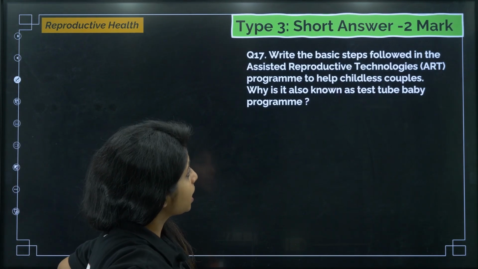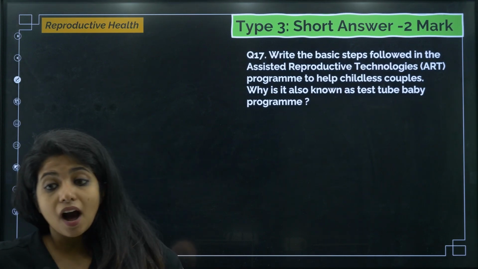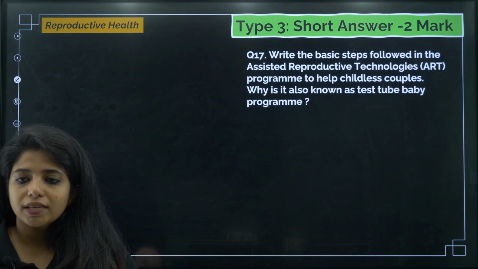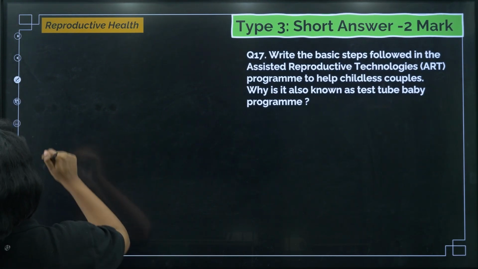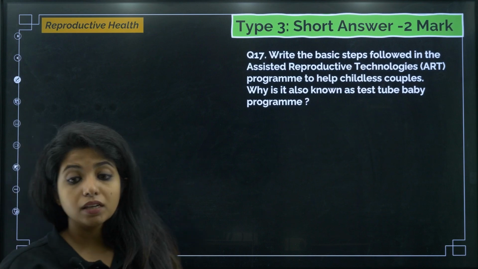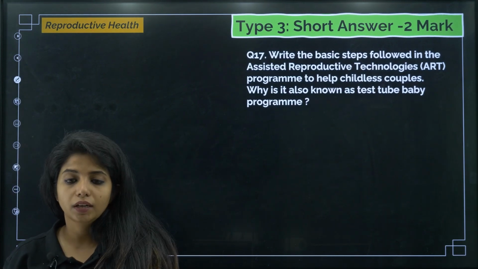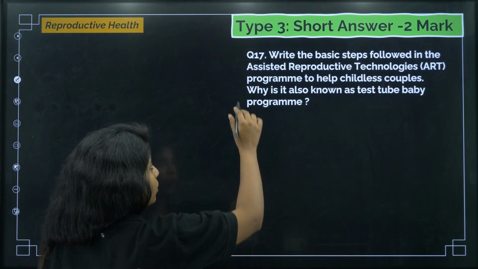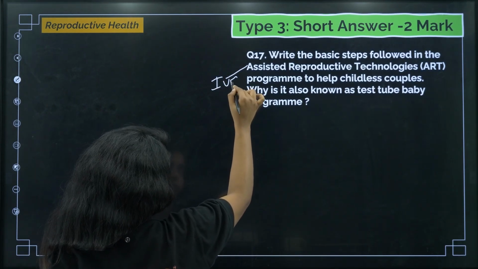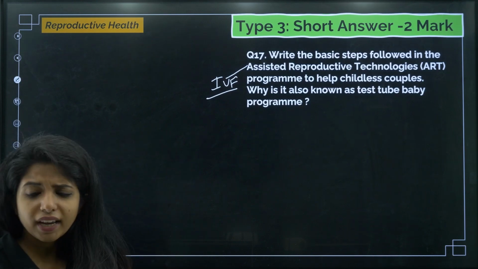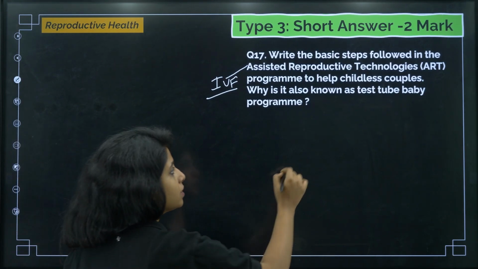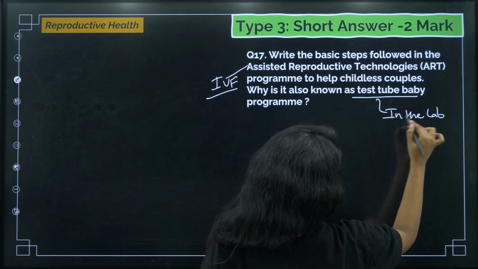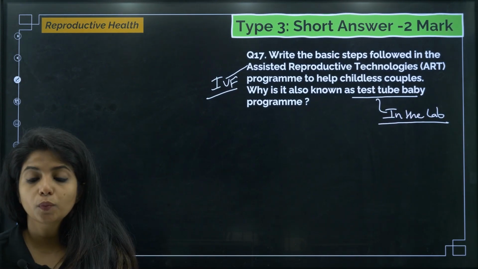Now, write the basic steps followed in the assisted reproductive technologies, that is the ART program, to help childless couples. Why is it also known as a test tube program? Okay. So assisted reproductive technology, assisted as in something is being assisted, you are not doing it very naturally. When it is happening naturally, you do not need assisted reproductive technologies. In assisted reproductive technologies comes IVF, in vitro fertilization, everything. Why is it also known as the test tube baby program? Because this is happening in the lab, children. This is happening in the lab, which is why it is known as the test tube baby program.